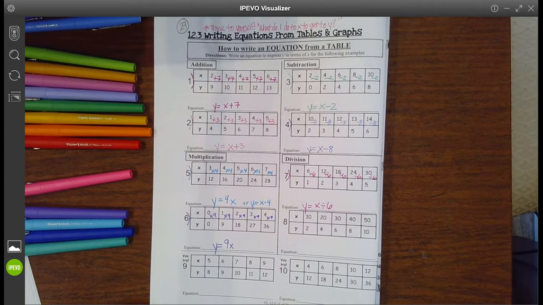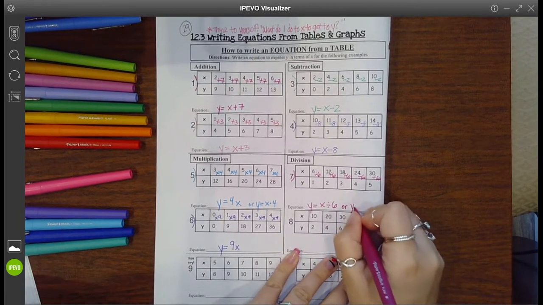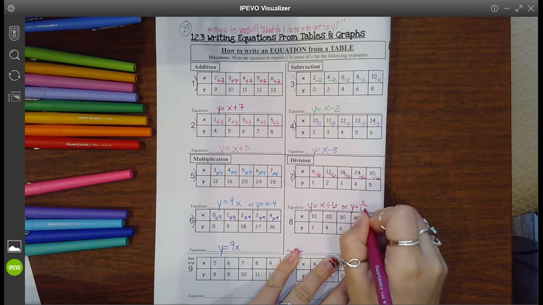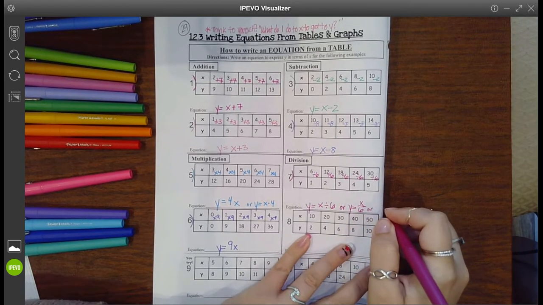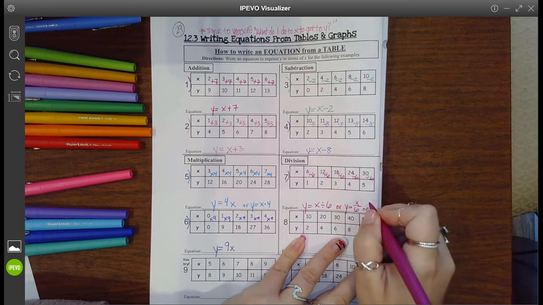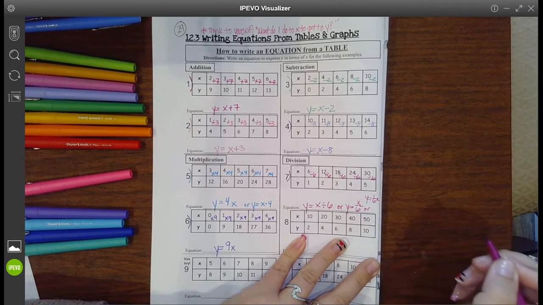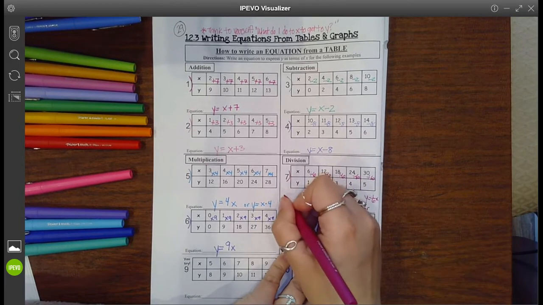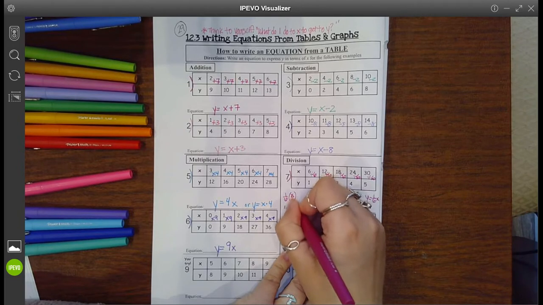Okay, for my next one, well, actually, before I move on, I want to show you that this is saying the same thing as this, x divided by 6. And actually, it's saying the same thing as this as well. Y equals 1/6 x. And you're like, how does that work? Well, think about it. You have 1/6 times x, right? Put x over 1.